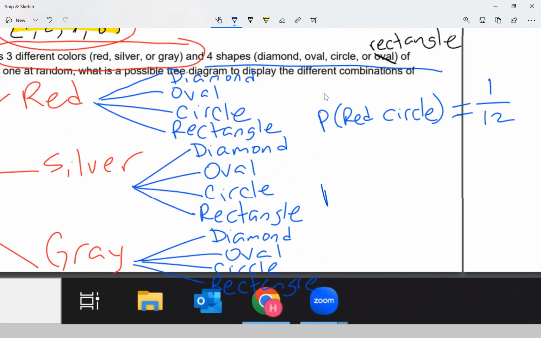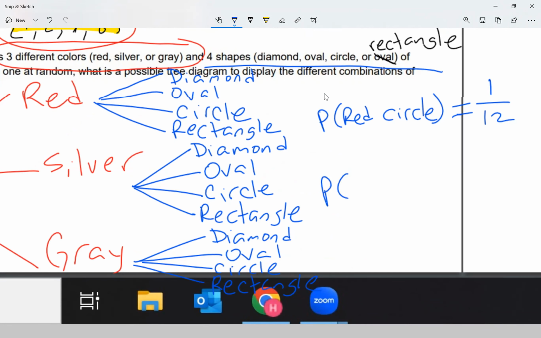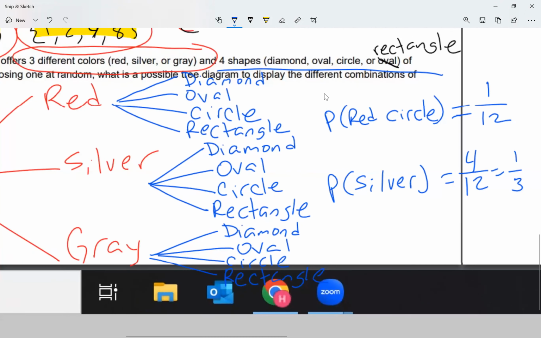What's the probability that I get a silver? Well, there's four frames that are silver, right? I have a silver diamond, a silver oval, silver circle, silver rectangle. There's four possible silvers, but there's 12 altogether. So I'm going to call this 1/3. Notice I simplify my fraction. So see, I can ask you many, many questions from your tree diagram. So that's how we do this. That's simple.